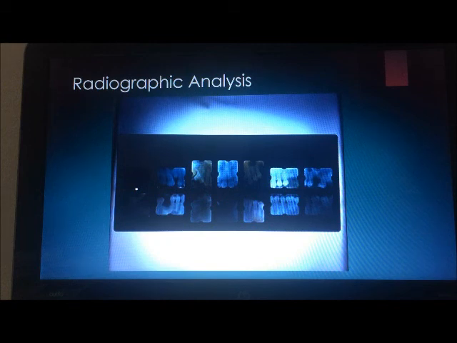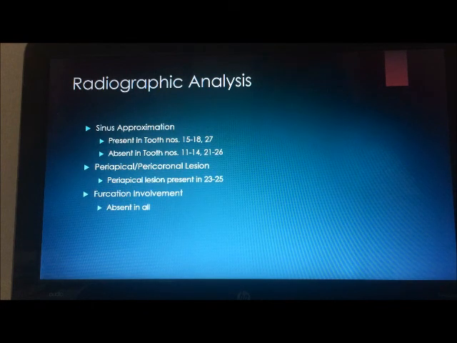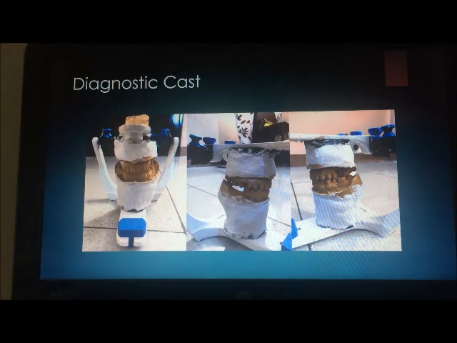and one lesion was found from tooth number 23 to 25, and no furcation involvement. And last but not least, our diagnostic.